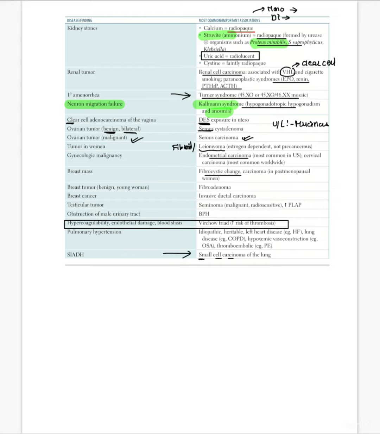SIADH, that is small cell lung cancer. So how have I remembered the paraneoplastic syndromes? S for SIADH, L for Lambert-Eaton, a neurological disorder, and C for Cushing syndrome. This is a very important paraneoplastic syndrome that you need to know for your small cell.